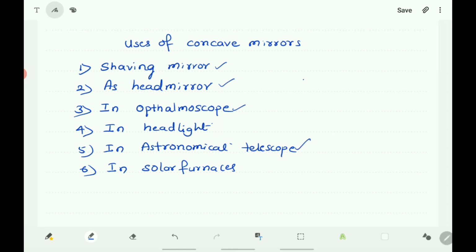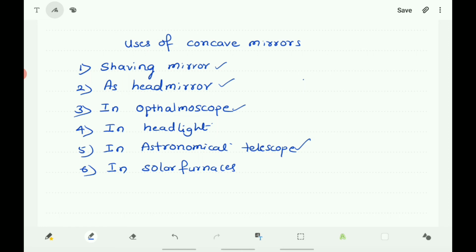And it is used in the astronomical telescope. An astronomical telescope is an optical instrument used to see celestial objects. A concave mirror of large diameter, about 5 meters or more, is used as the objective in an astronomical telescope. It collects light from the sky and makes even faint stars visible, because faint stars are not seen with the naked eye, but by using the astronomical telescope you can see them also.